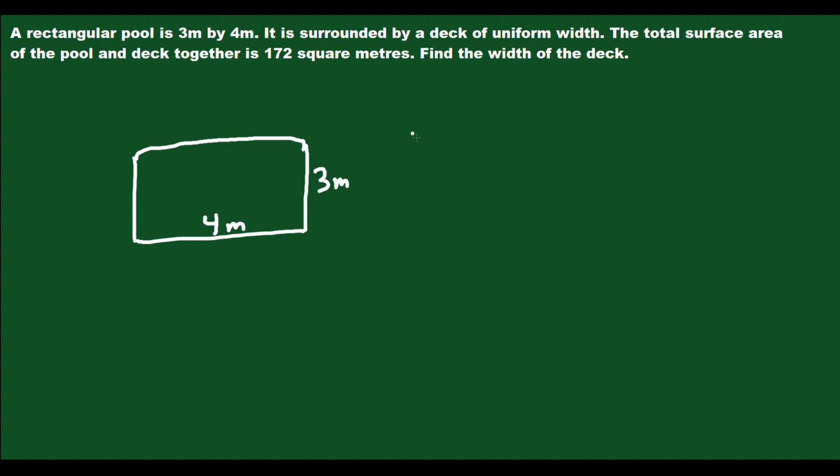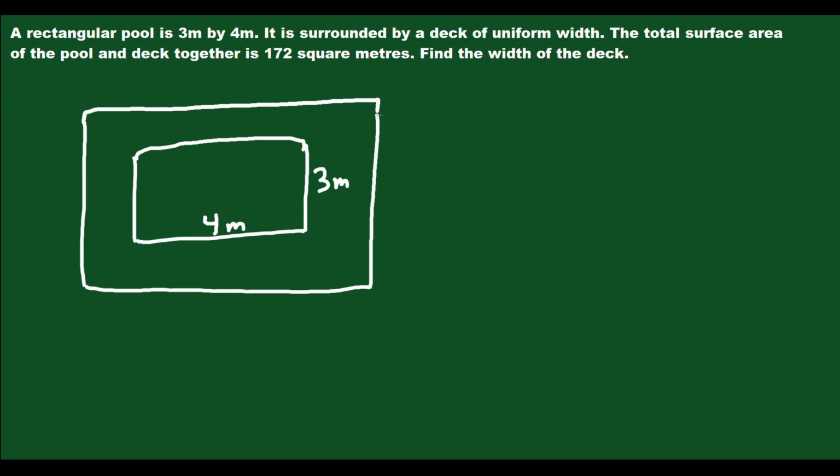They also tell us that there is a deck of uniform width. What does that mean, uniform width? It means that it's the same width all the way around. So imagine a deck surrounding the pool, something like this. And the uniform width means that this width here is the same as this width over here, and it's the same as that width there and this width here. Those are all the same lengths.